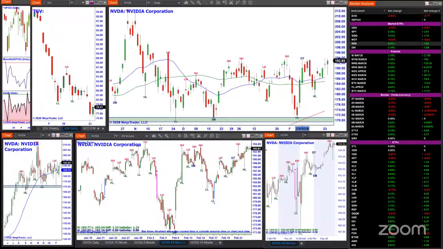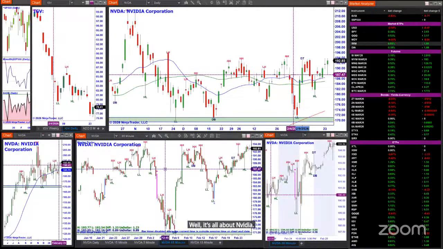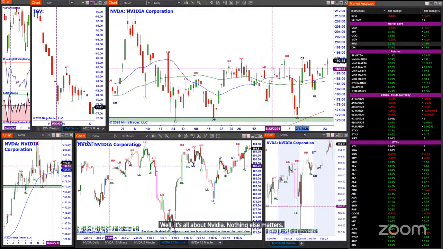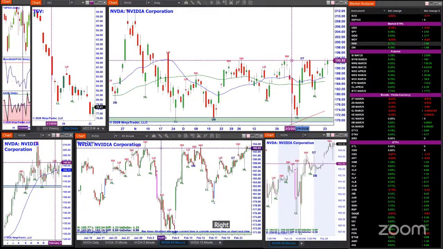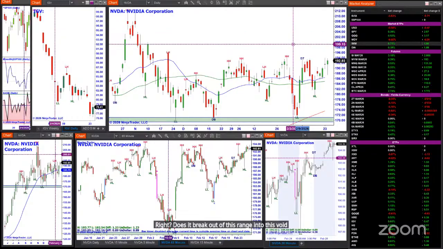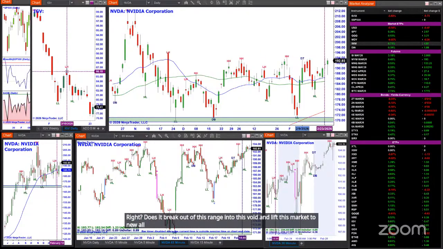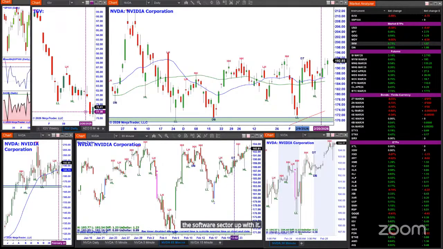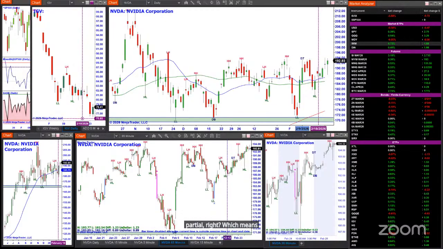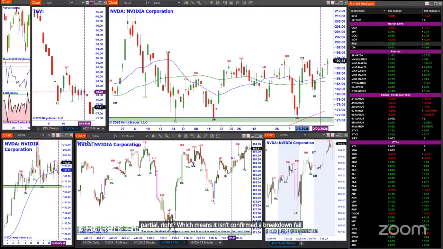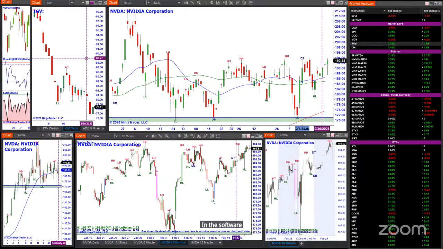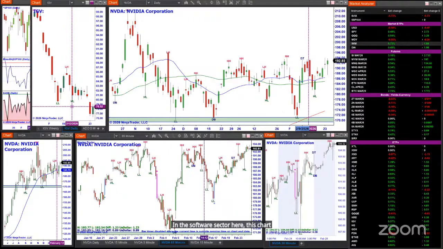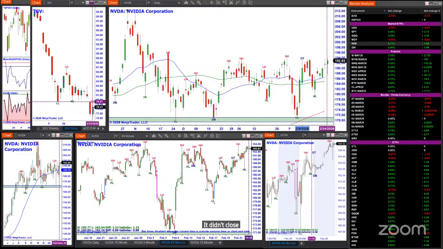Well, it's all about NVIDIA. Nothing else matters. Right? Does it break out of this range into this void and lift this market to new all-time highs, dragging the software sector up with it? So we got a partial, right? Which means it isn't confirmed, a breakdown failure in the software sector here. This chart, the ETF. It didn't close all the way to the top of the range.